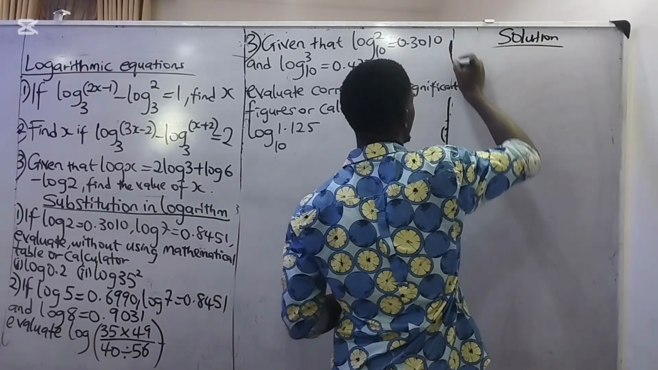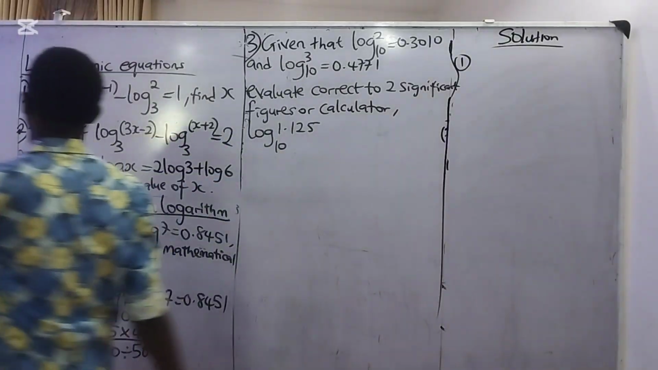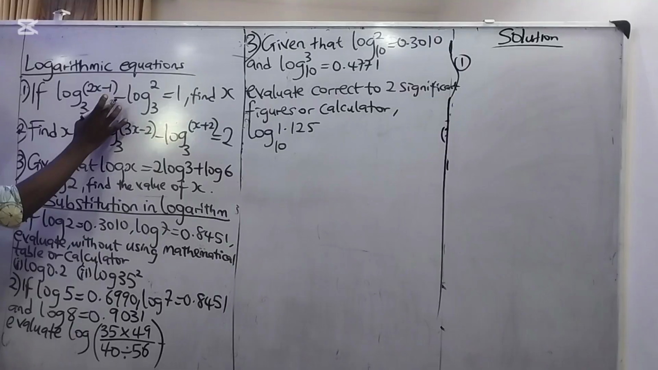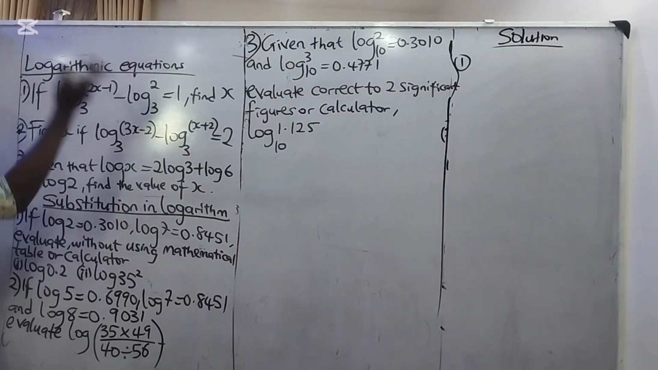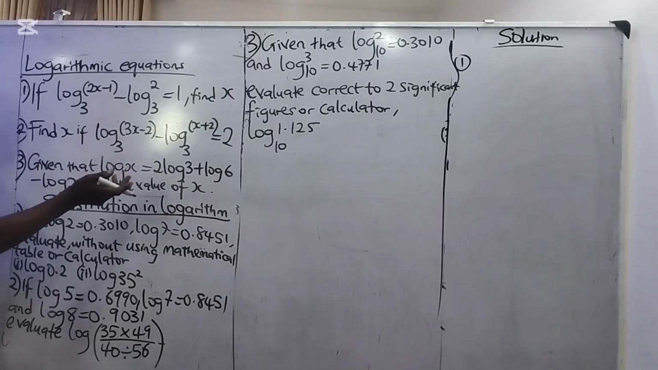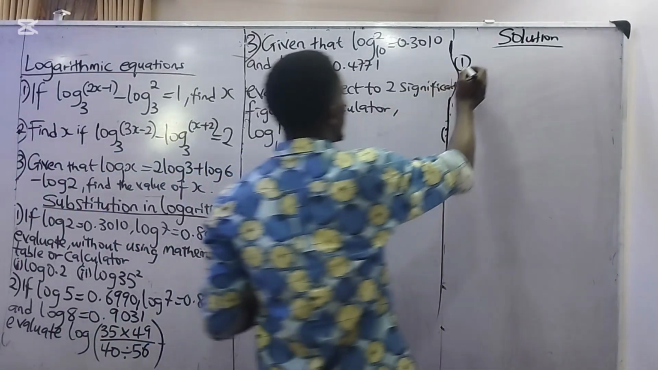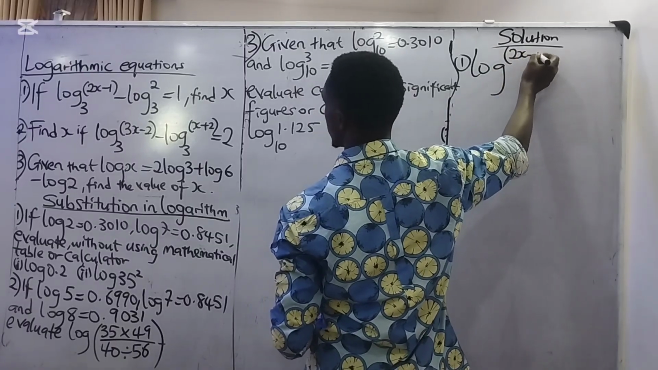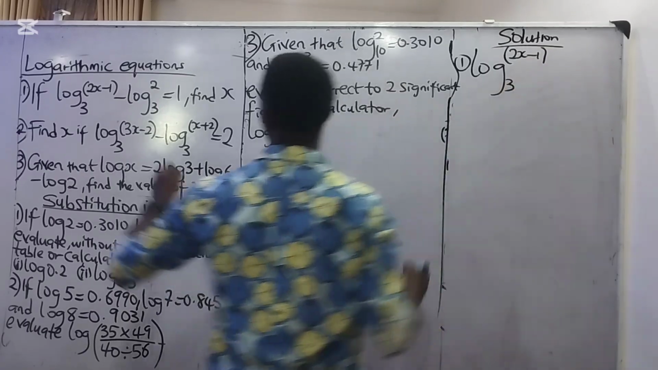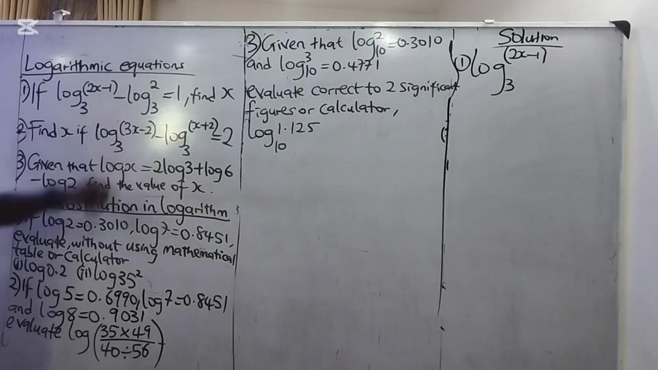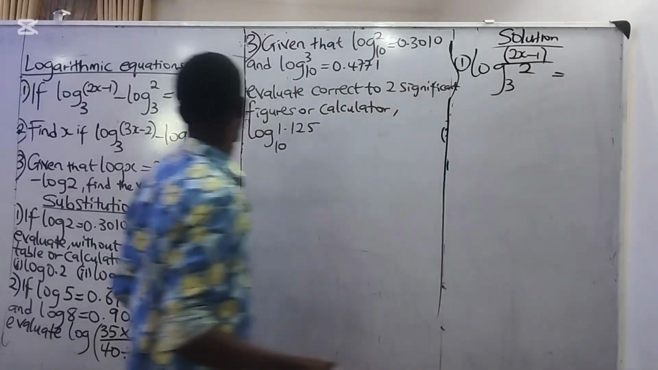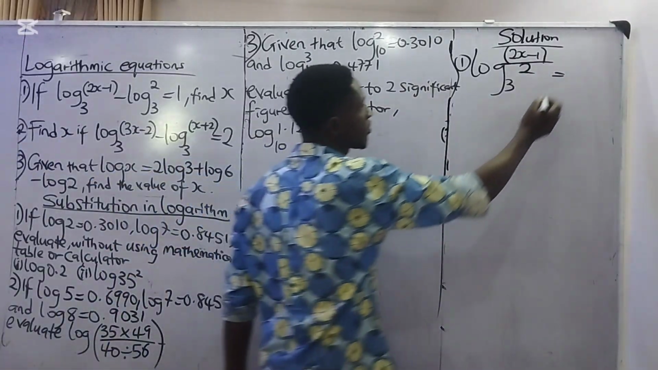So going to this first one, number one, under logarithmic equation, we are still going to be applying the laws of logarithm. So remember, in one of the laws, when you are subtracting, you are dividing, or when you are dividing, you are subtracting. So we have number one there. We have log bracket 2x minus 1 in base 3. This is minus, so we are dividing. So this is like all over 2 is equal to, we have 1 here.